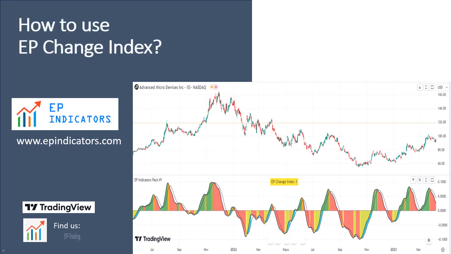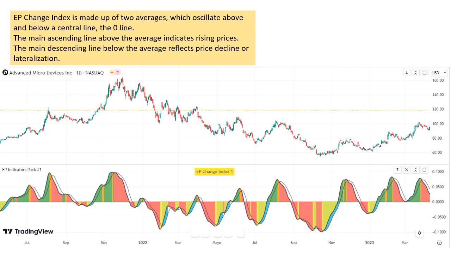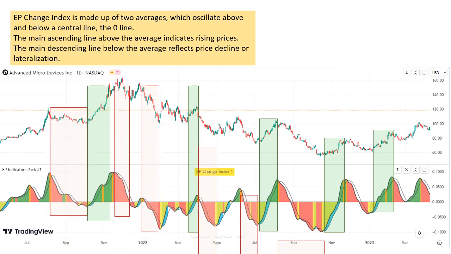How to use EP Change Index. EP Change Index is made up of two averages, which oscillate above and below a central line, the zero line. The main ascending line above the average indicates rising prices. The main descending line below the average reflects price decline or lateralization.